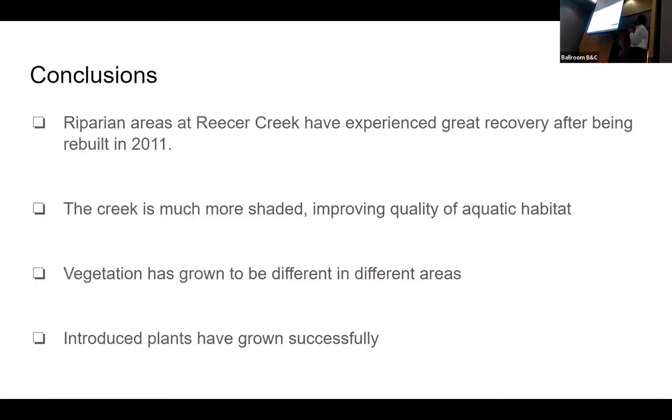So from our photos, we were able to derive that the riparian zones in Reecer Creek have made a massive recovery since the creation of the creek. The creek is much more shaded, which is greatly beneficial to the aquatic organisms there, fish and that type. They need cooler temperatures. So there's definitely more of that. And vegetation has grown to be more diverse in different areas. The southern part of the creek has much different, swampier plants than the north part of the creek, which is seeing larger willow trees. And the introduced plants that the project put in have grown and propagated and have succeeded.